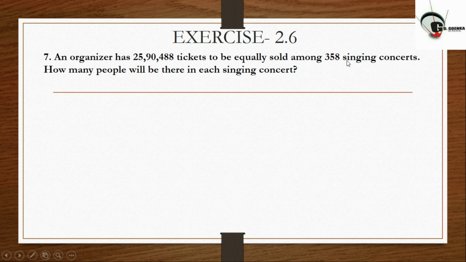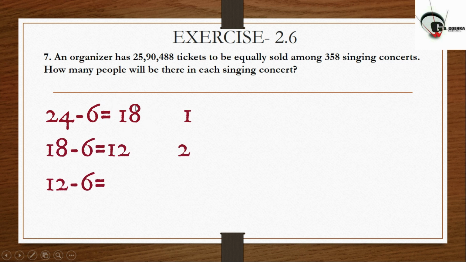So children, how many chocolates will each child get? Yes, each child. You can do one thing. You can subtract: 24 minus 6 will be 18. Then 18 minus 6 will be 12. And then 12 minus 6 will be 6, and 6 minus 6 will be 0. Then we will have no chocolates.